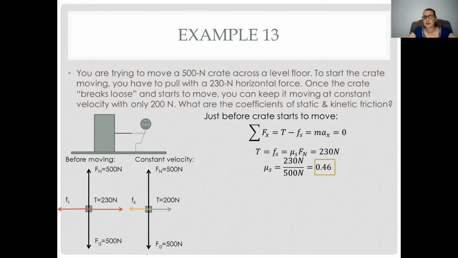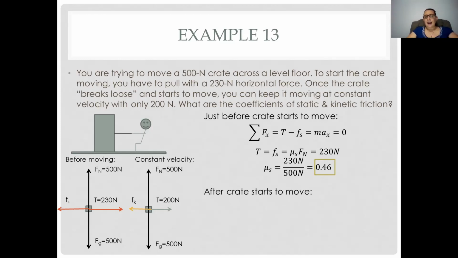Now, does this make sense? Well, potentially, right? It's a number between 0 and 1. So it could make sense. Let's compare it to our kinetic friction coefficient and just make sure that it really makes sense. Because remember, our static coefficient will either be bigger or equal to our kinetic coefficient. So let's take a look.